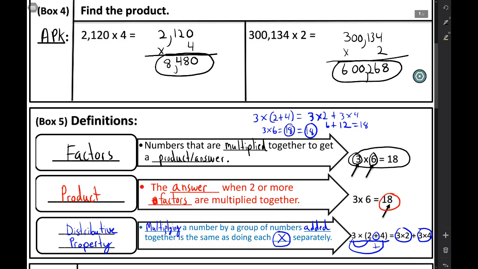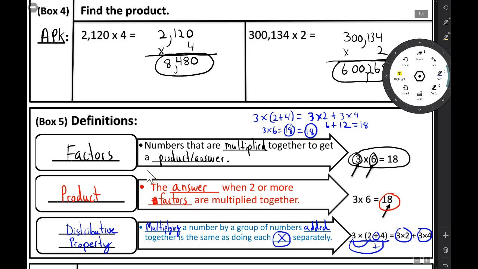And this is what the distributive property tells us, okay? That we can do it differently, okay? By just breaking it apart in a sense. So going on, let's change this color very quickly.